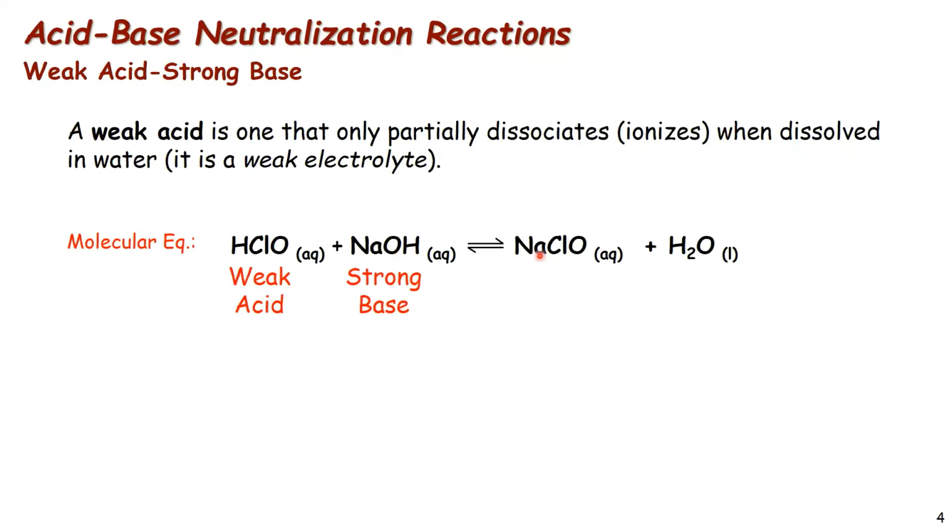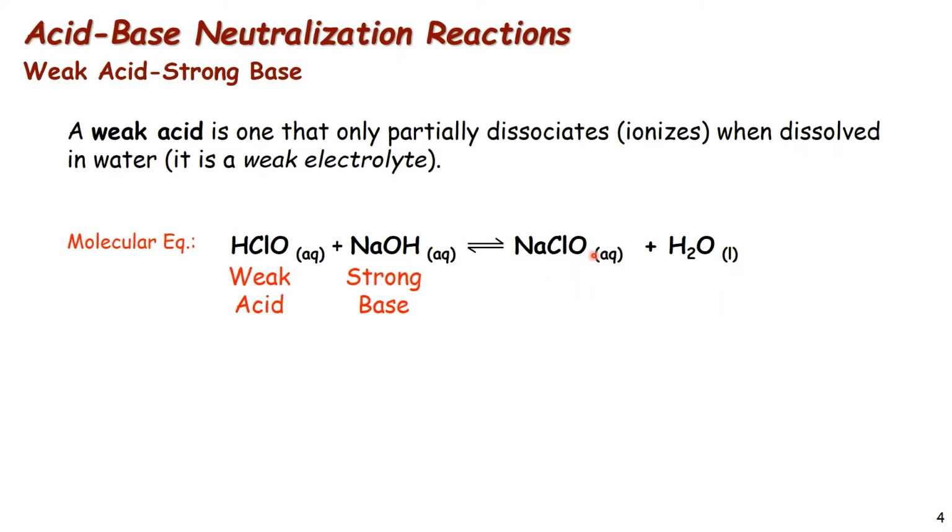Then it forms this salt, right? We did the exchange. We put the sodium with the hypochlorite. That gave us sodium hypochlorite. And then we put the cation in the first with the anion in the second, which gave us the H2O. And so there's our salt, sodium hypochlorite. And then, of course, the water.